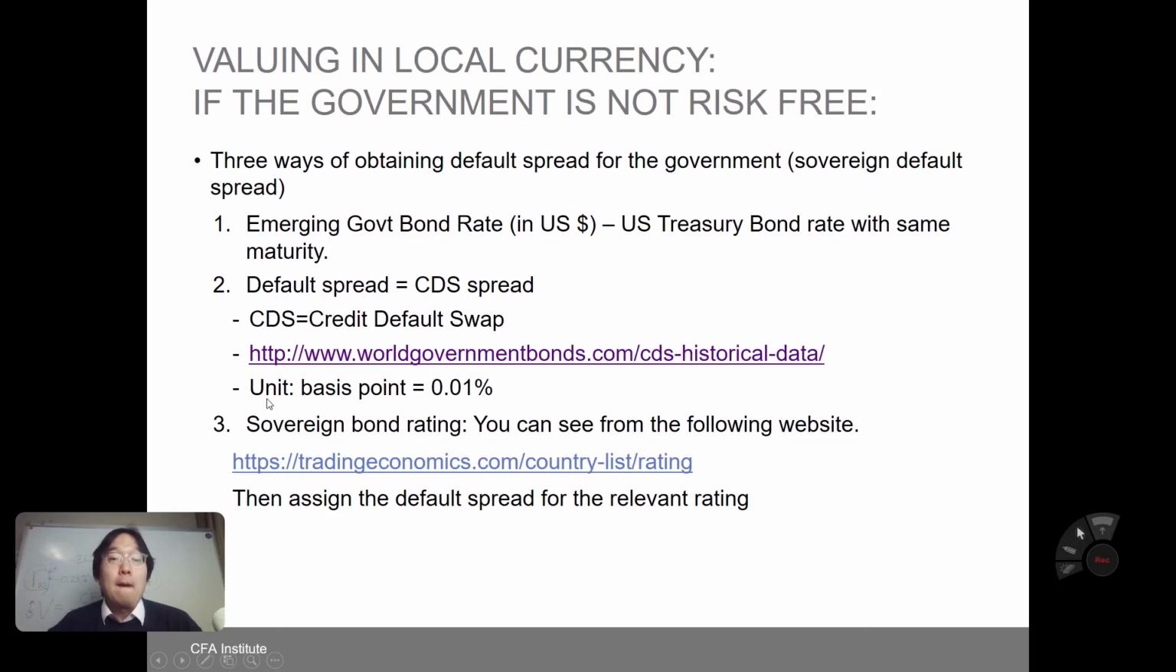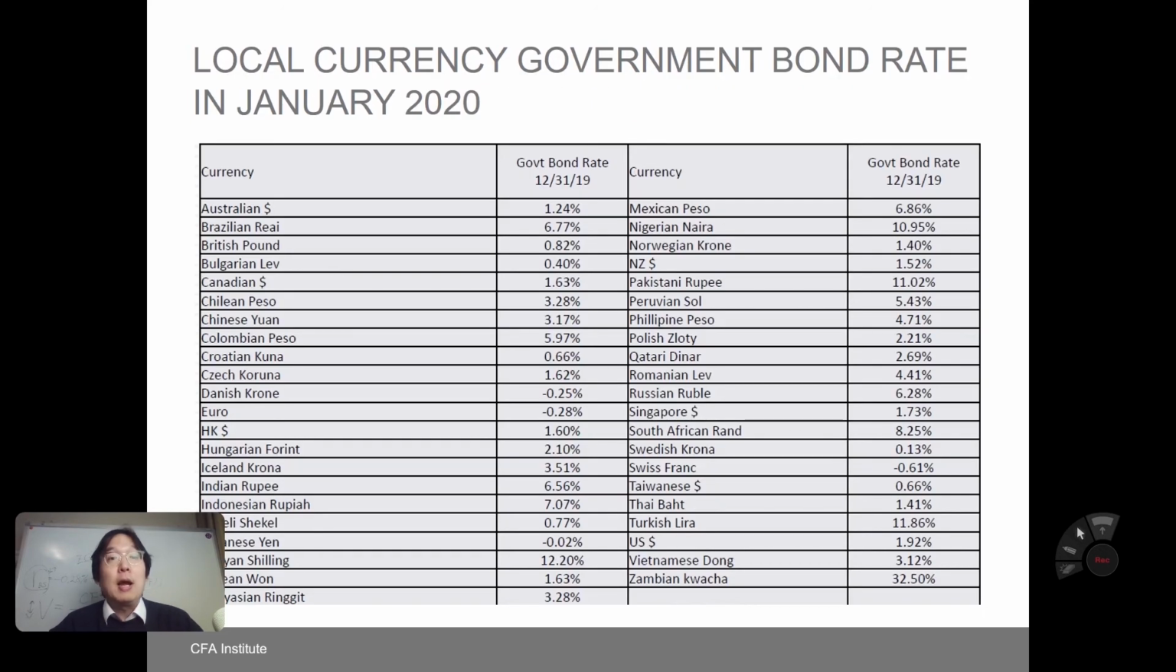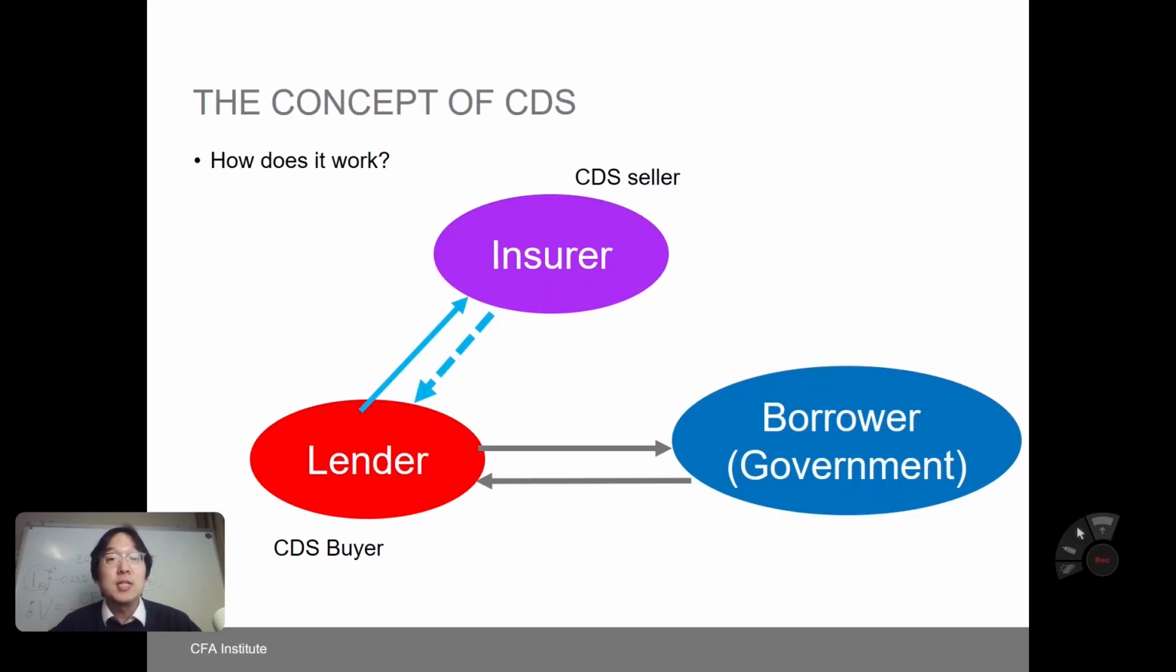By the way, basis point means 0.01 percentage point. It's just a jargon in the financial industry to spook any non-finance guys. Don't get scared. Anyway, the issue is, what is CDS, right? CDS, credit default swap. Let me take you to the next slide first, and then we'll come back to number 3. Local currency government bond rate is shown over here. We're going to talk about it a little later. Let me finish the CDS spread first.